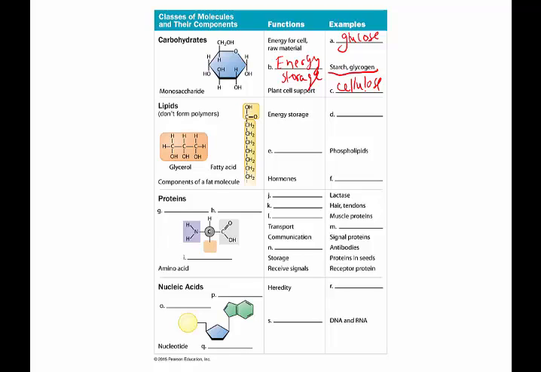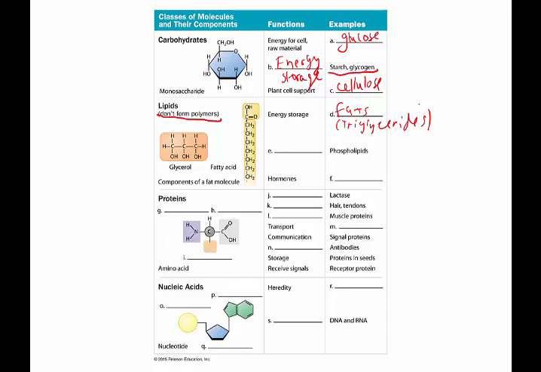Next up, we have lipids. Again, lipids don't form polymers. There's no true monomer of a lipid molecule. First up, we have the function of energy storage. What's a good example of energy storage? That's, of course, fats, or the scientific term, triglycerides. So you can think of body fat. It's all about storing energy.